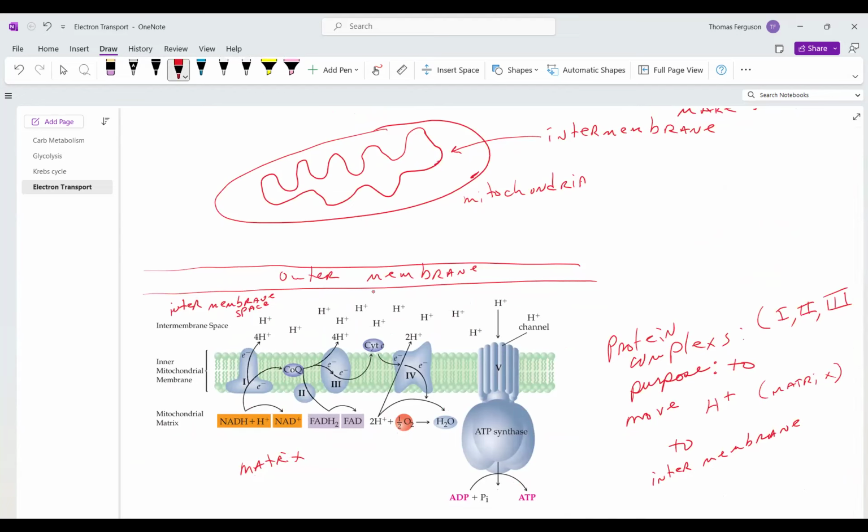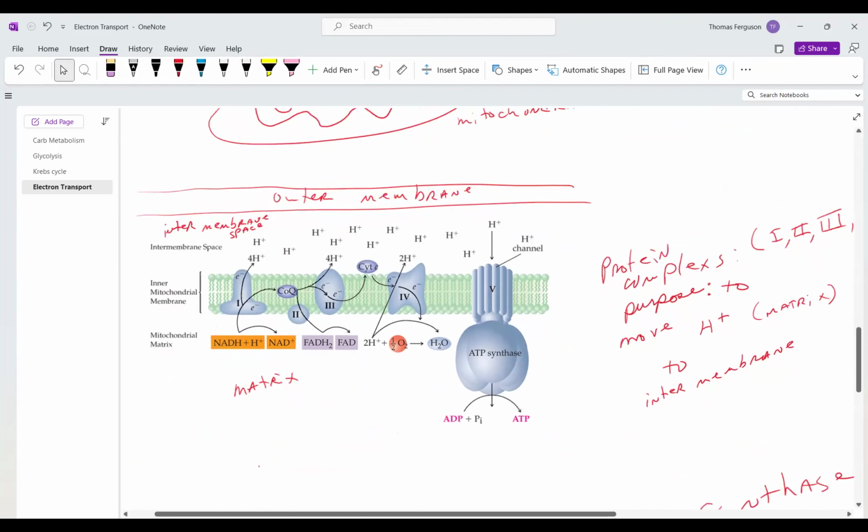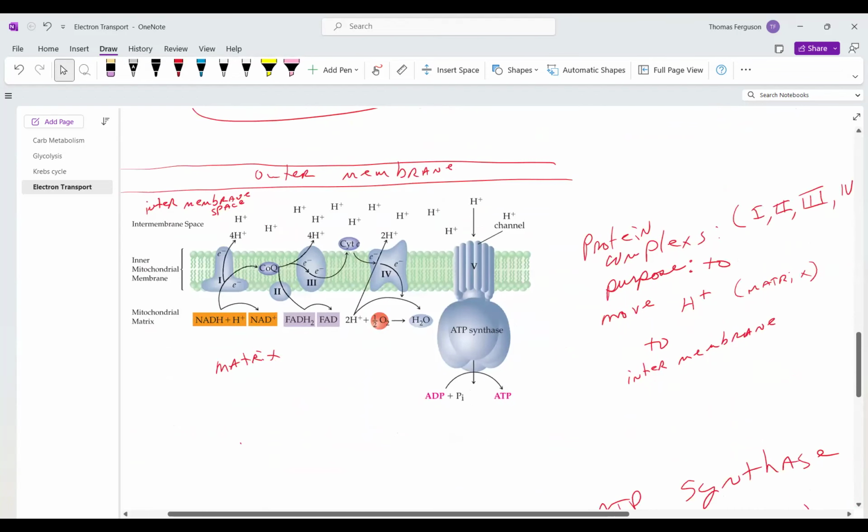So if we take a snapshot of that and made it bigger, and this slide here is under slides on Canvas, so you don't have to draw that. Okay, so we have these big protein complexes here, 1 through 4. And what they do is they take the H plus and bring it up through there.